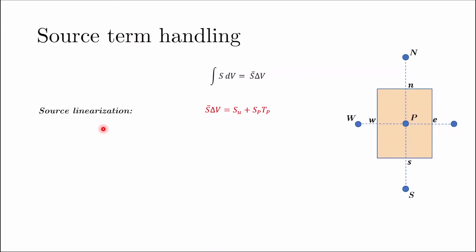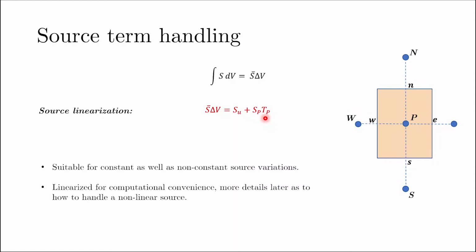To handle these kinds of scenarios, one very convenient way to deal with the source term is what is called source term linearization. In this, we say that this S bar delta V is linearized with respect to the temperature at point P, or the variable of interest at point P. So we divide it into two terms, just like the equation for a straight line: some constant SU plus SP times TP. Again, this is one of the very standard ways to deal with it. I will talk about it in a little more detail as to why we go for this particular strategy.